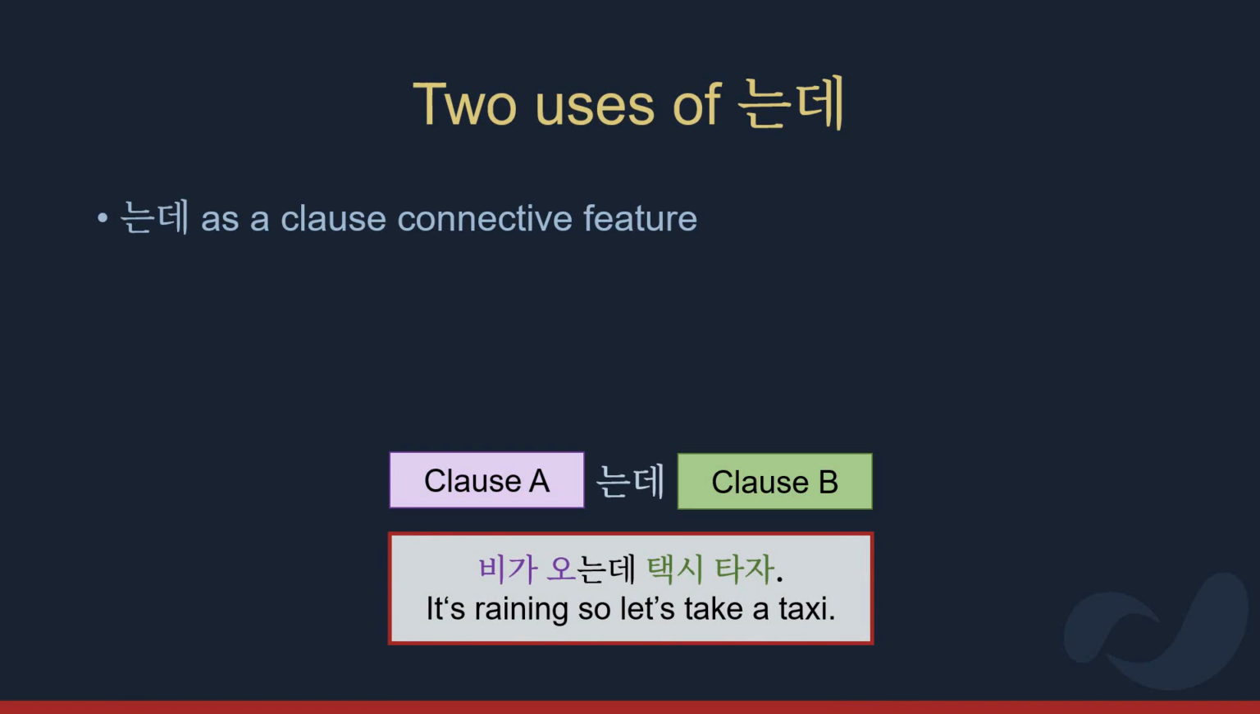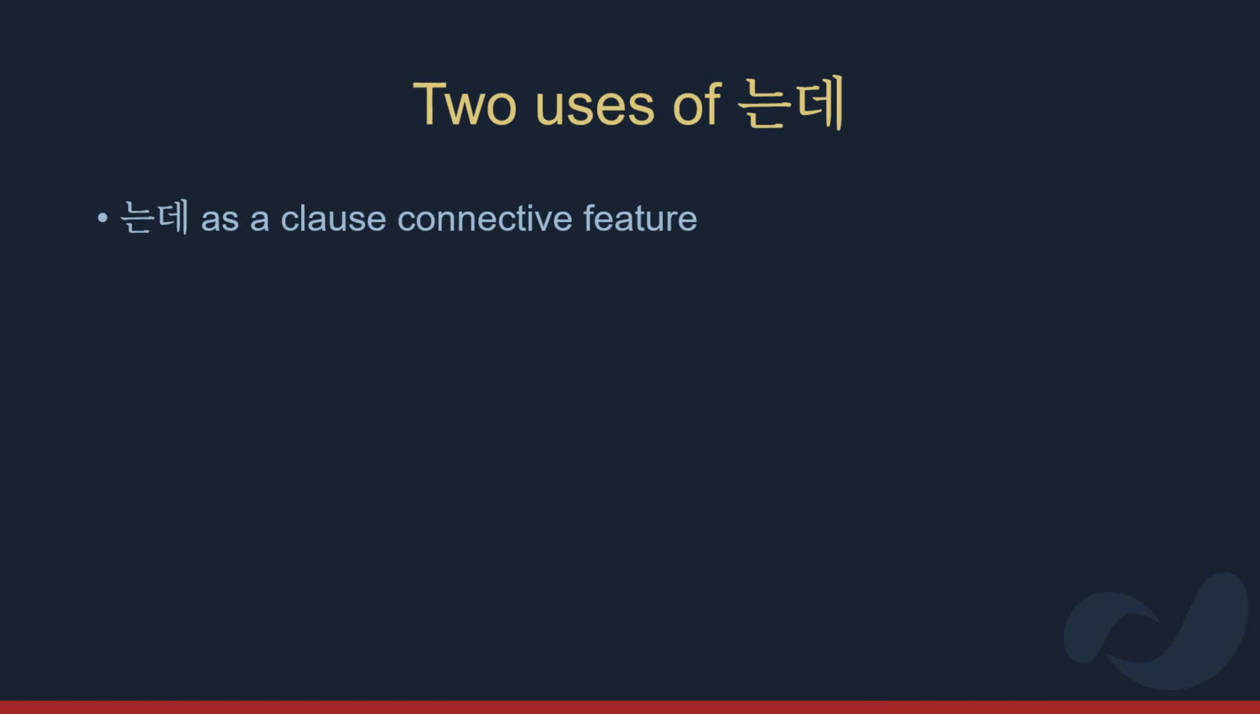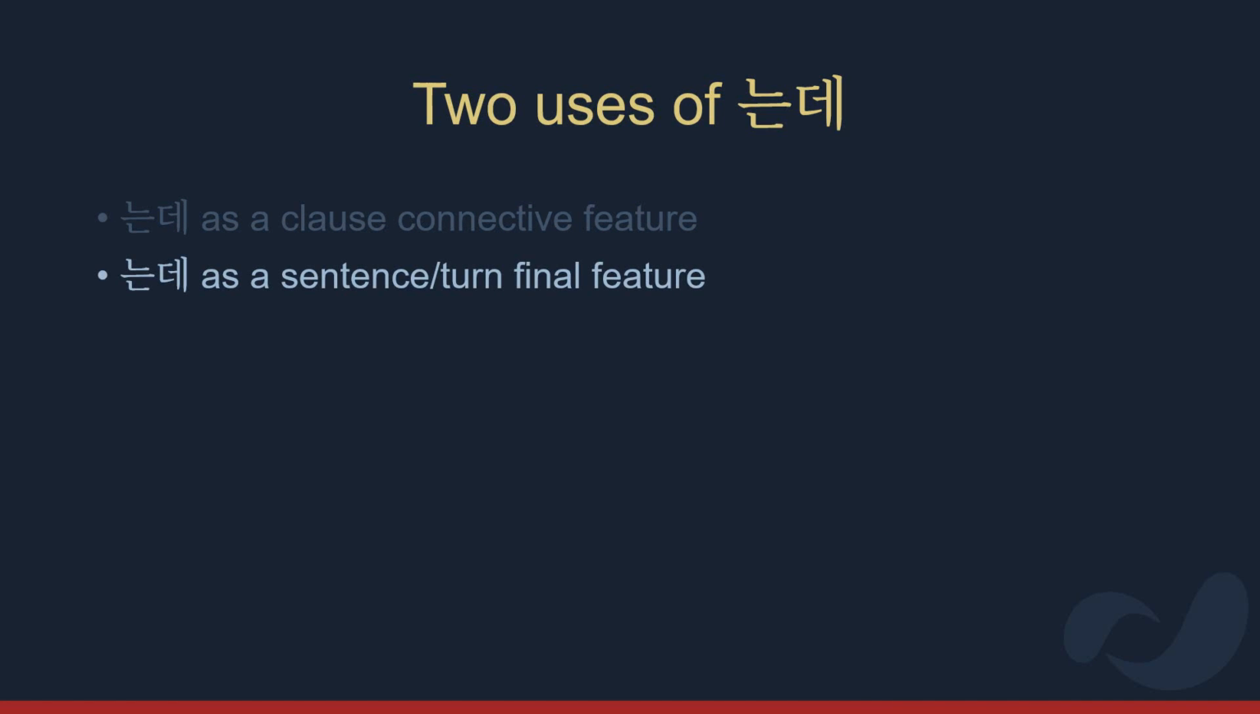Here we see why Ninda is described as linking two sentences, where sentences A and B can stand alone or be joined together into a single sentence with Ninda. The second way Ninda is used is as a sentence final or turn final feature. Scholars think Ninda began originally as a clause connective and over time gained its sentence final usage, which is now the more common of the two variants. Since speakers use it for many motivations, it's the more difficult of the two to interpret.